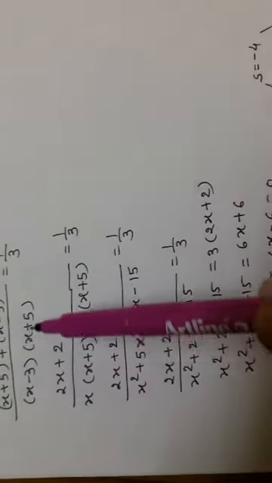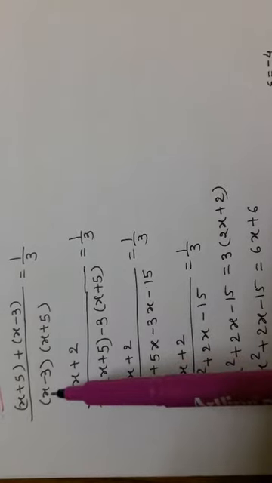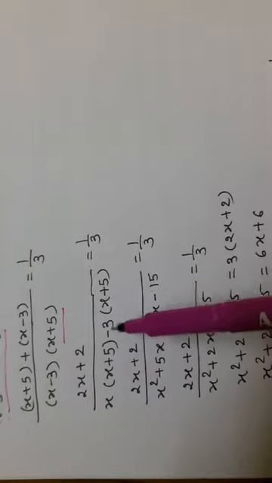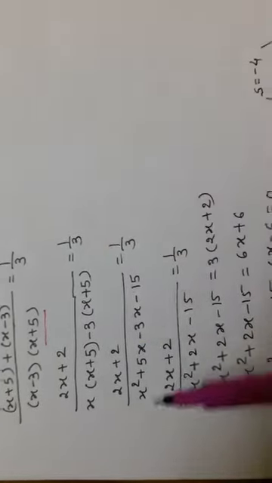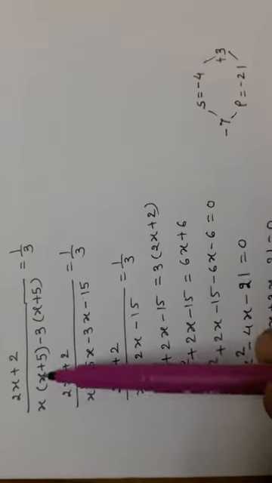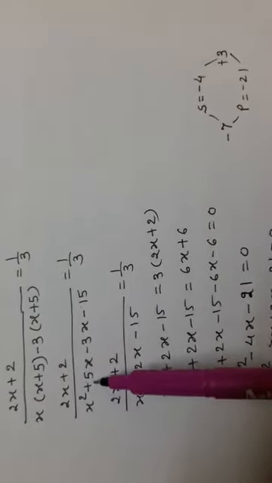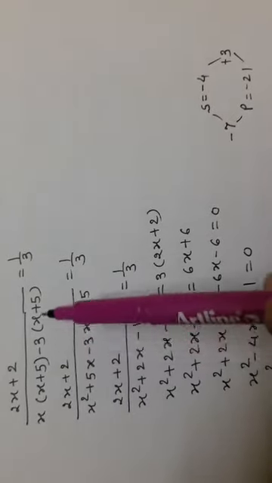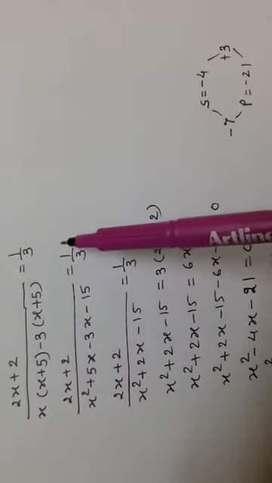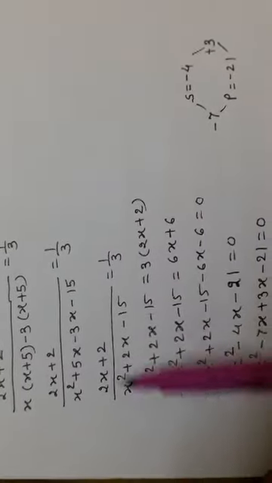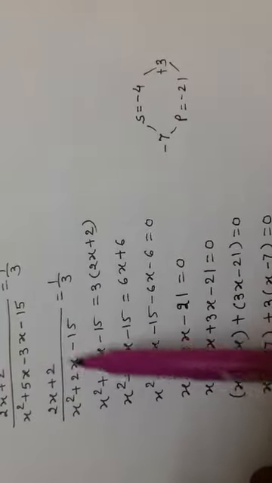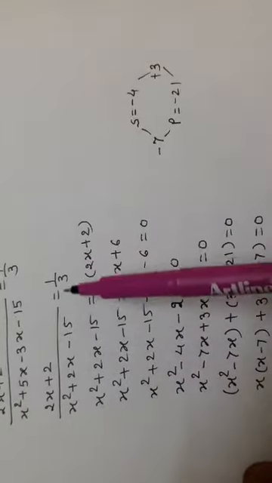Here the downside is a multiplication, means we will multiply this bracket by x and again the same bracket by minus 3, which is equal to 1 by 3. 2x plus 2 we will keep as it is. Then we have to multiply x into x is x square, x into 5 is plus 5x, minus 3 into x is minus 3x, minus 3 into plus 5 is minus 15, which is equal to 1 by 3. So 2x plus 2 upon x square plus 5x minus 3x means plus 2x minus 15, which is equal to 1 by 3.